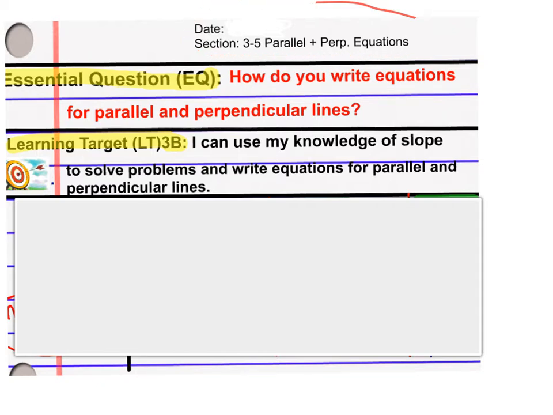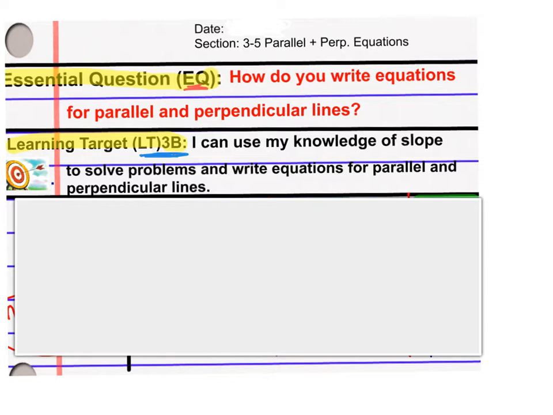Set up your lines for your Cornell notes. And you're going to start with your essential question. How do you write equations for parallel and perpendicular lines? So this will be somewhat review from last year when you were in algebra, but I know that it's been a while. Then we're on learning target 3B.